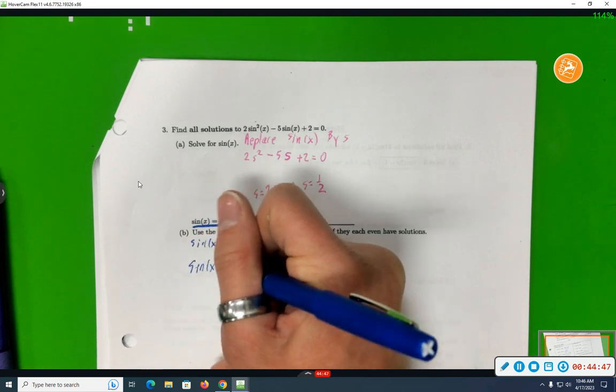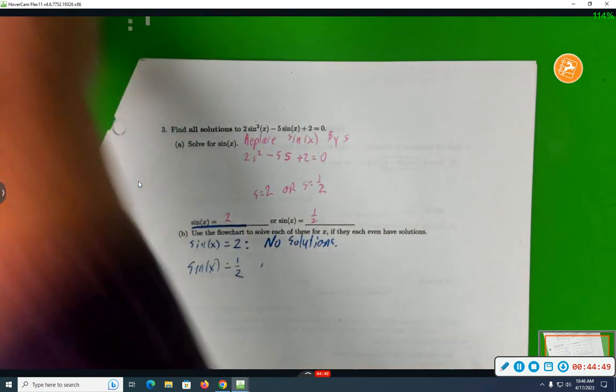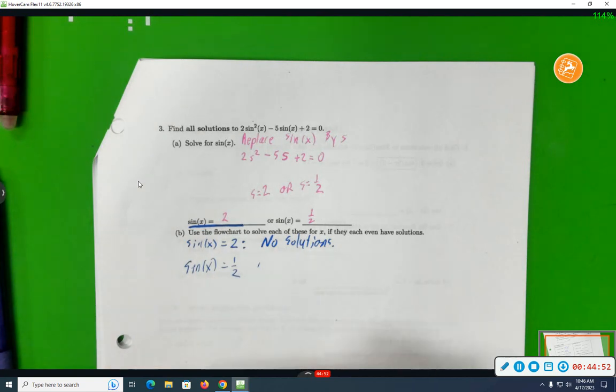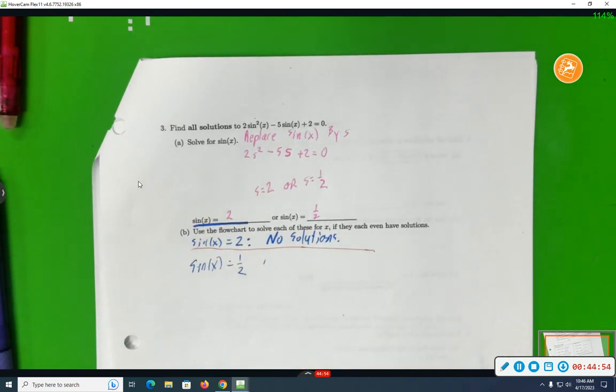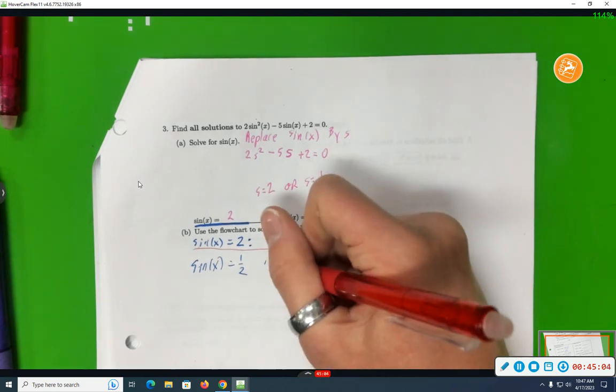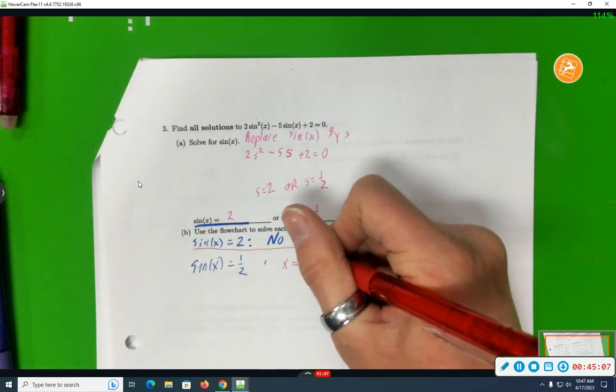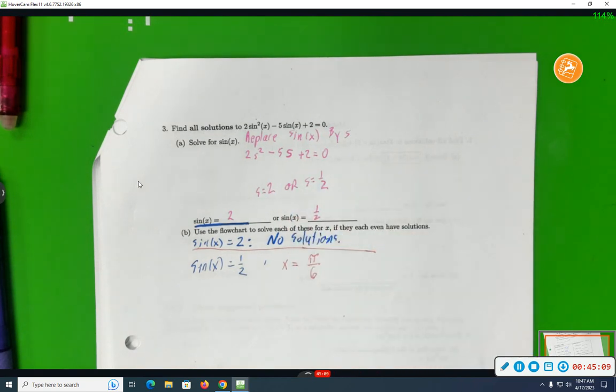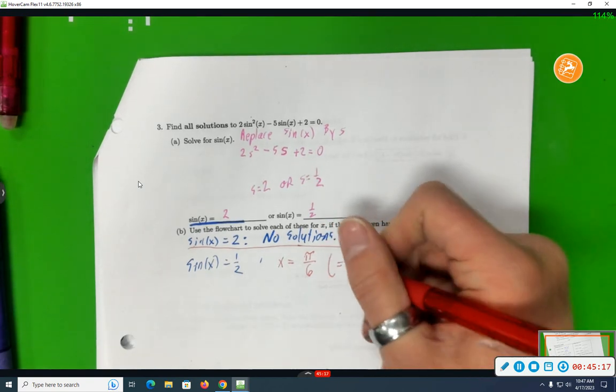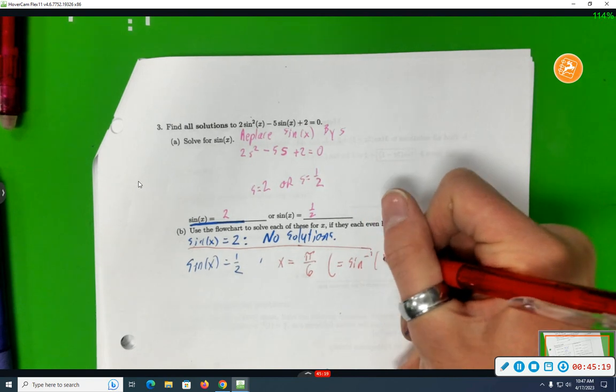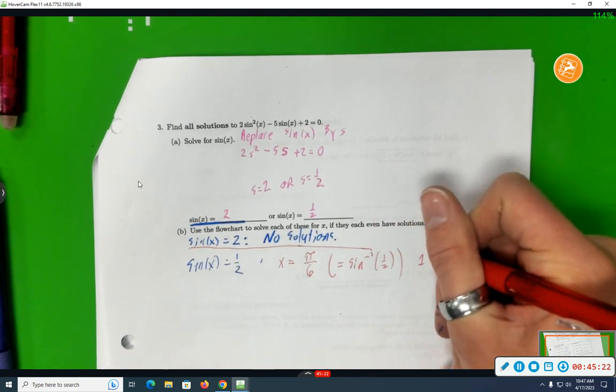Sine of x equals 1/2. Oh, I wanted to switch colors. Let's switch colors. Sine of x equals 1/2. Let's follow the algorithm. What is the simplest solution to sine of x equals 1/2? Pi over 6, or inverse sine of 1/2, but inverse sine of 1/2 is pi over 6. So maybe I'll put in parentheses equals sine inverse of 1/2. So there's the first solution.